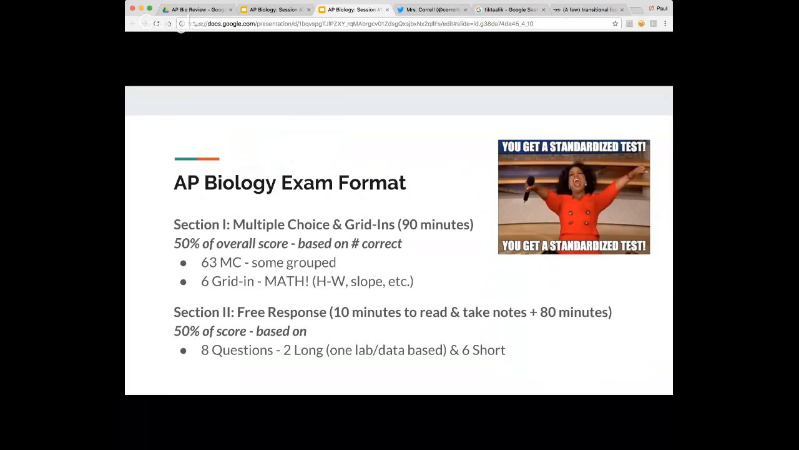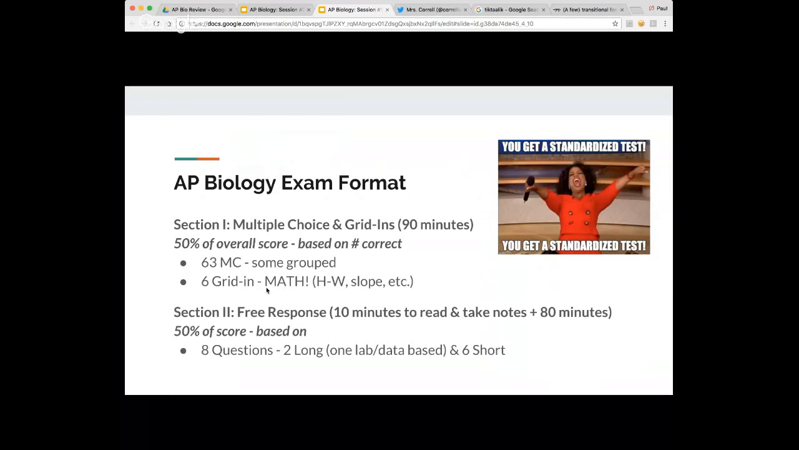So you do not have a ton of time to do any of this. You have to really know your answers. And we'll talk more about that in a minute. The grid-ins are math-based. They're generally questions about things like calculating Hardy-Weinberg equilibrium, slope, and other stuff like that. So watch out for those. They tend to be a little tricky, but sometimes they're really, really easy, low-hanging fruit. You just got to watch out.